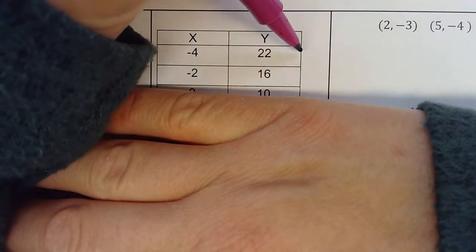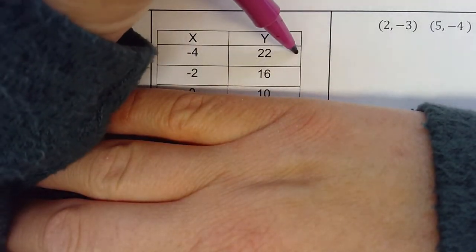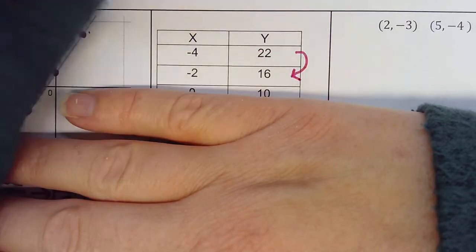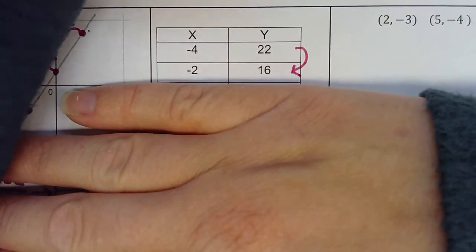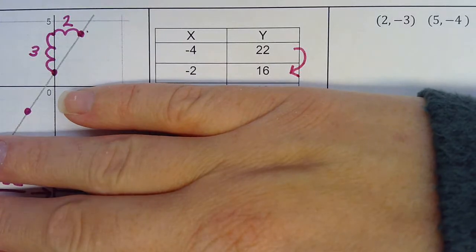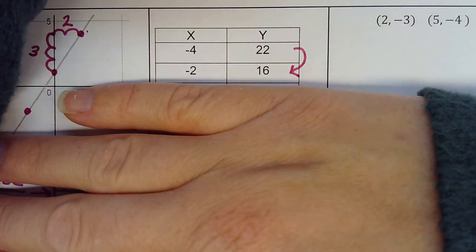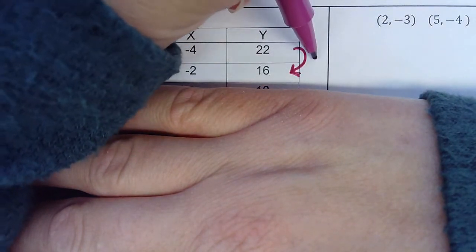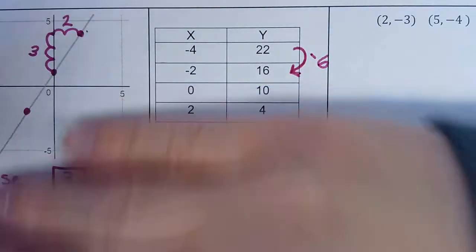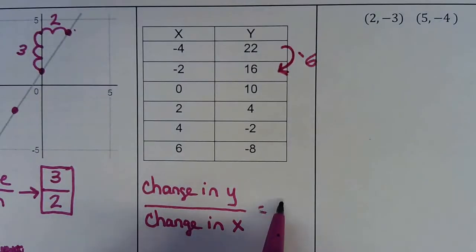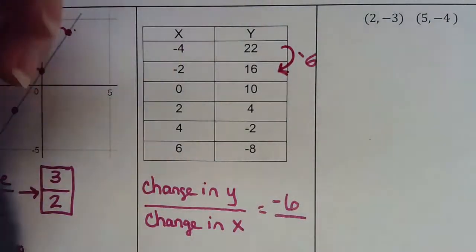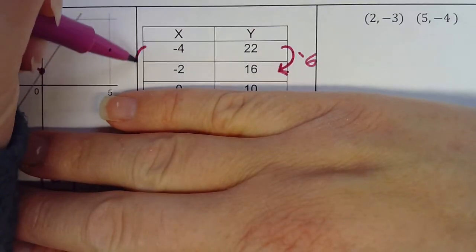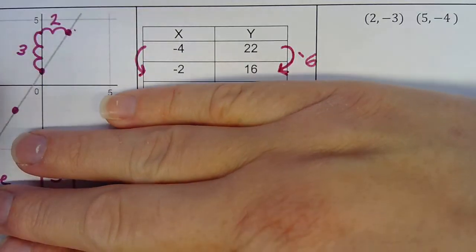We have to figure out, how does Y change? If I go from 22 to 16, how does Y change? Plus 6 or minus 6? Minus 6. If I go from 22 to 16, I go minus 6. And if I go from -4 to +2, how does that change?